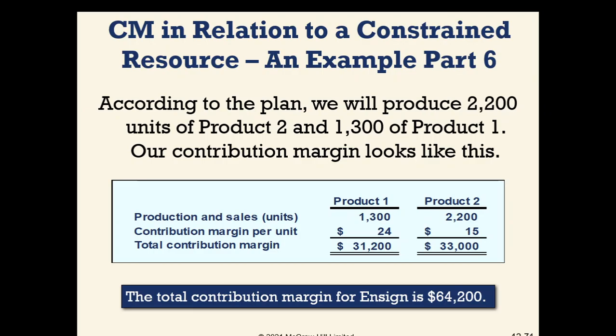So for product 1, 1,300 units, we're assuming that we are going to be selling all of those units based on demand. Our contribution margin per unit is $24, giving us a total contribution margin of $31,200. Product 2, again, we make the same assumptions. We get a total contribution margin of $33,000, which means the total contribution margin for this company for both products is $64,200.